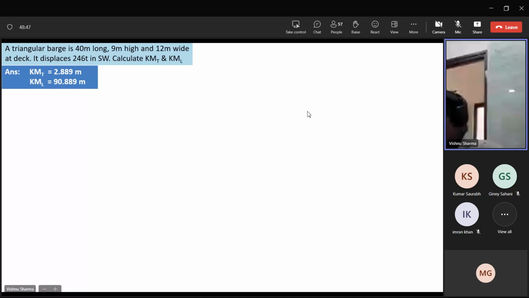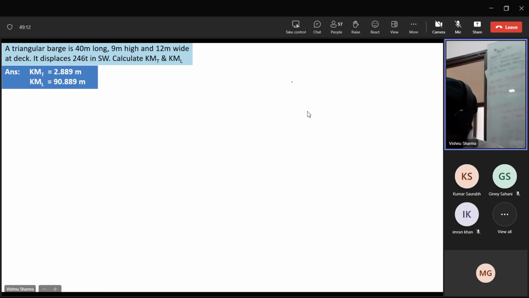A triangular barge is 40 meters long, 9 meters high, and 12 meters wide at the deck. It's not the same width all over, right? It displaces 246 tons in seawater. Calculate the KMT and KML.